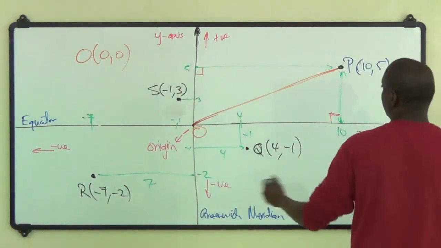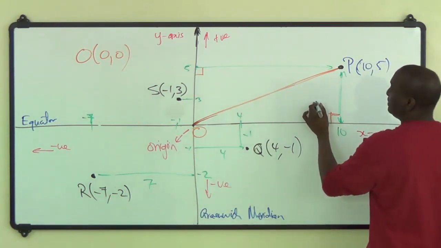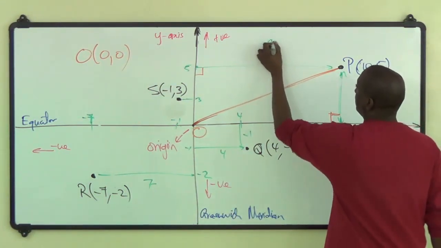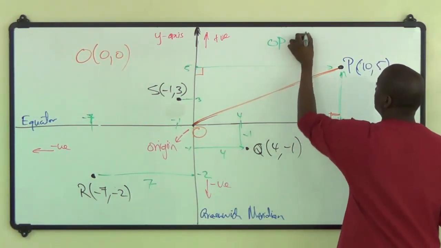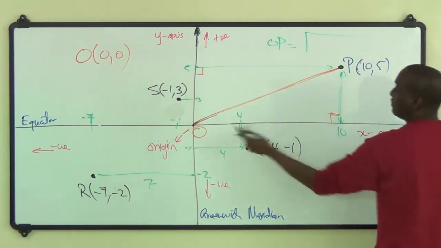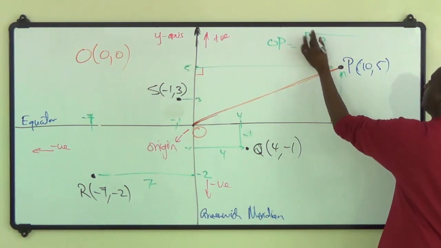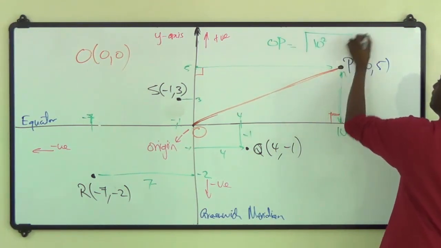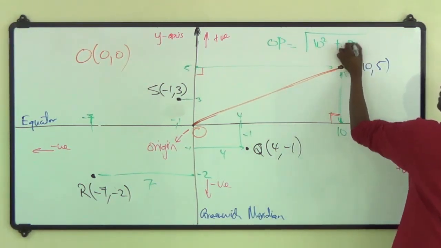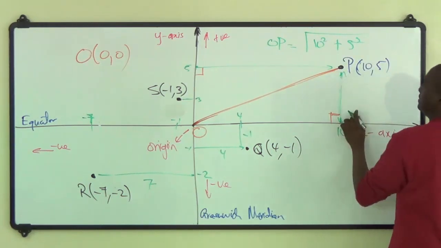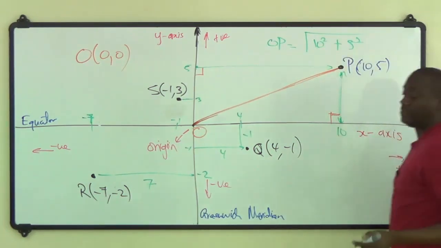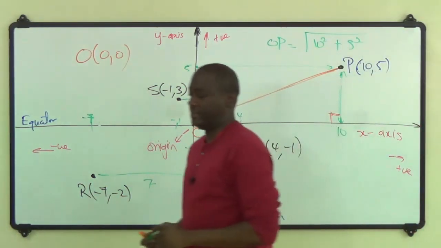So the distance of P from O, which is the distance OP, right? OP is equal to the square root of this distance here, 10 squared, plus 5 squared, which is this distance here. And he just worked that out accordingly.